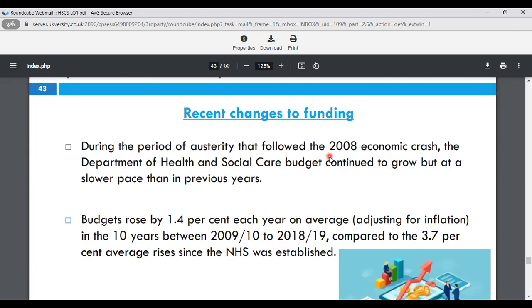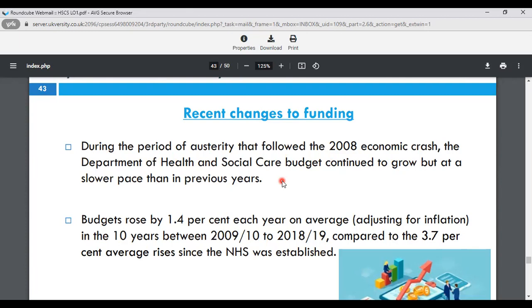What are the recent changes to funding? During the period of austerity that followed 2008, there was an economic crash. The Department of Health and Social Care budget continued to grow, but at a very slow pace compared to previous years.